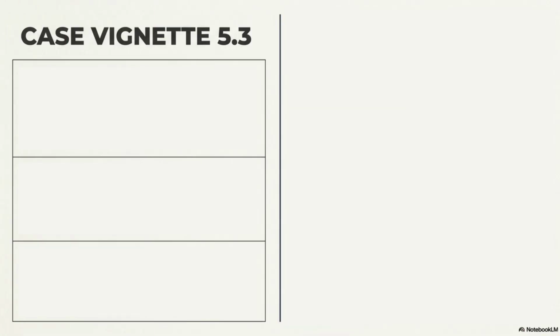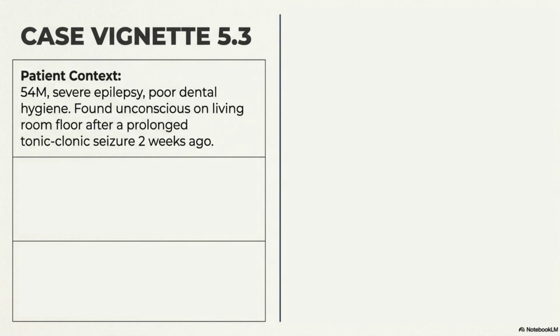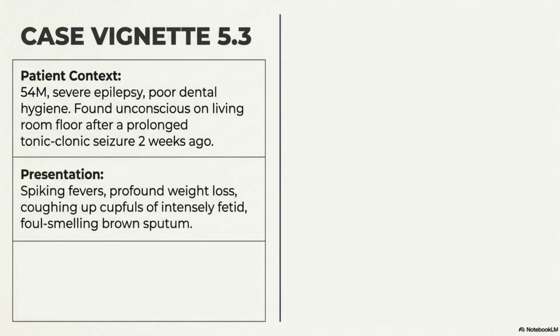We begin with case vignette 5.3. Let's look at the patient context. We have a 54-year-old male with severe epilepsy and poor dental hygiene. He was found unconscious on his living room floor after a prolonged tonic-clonic seizure 2 weeks ago. His presentation includes spiking fevers, profound weight loss, and coughing up cupfuls of intensely fetid, foul-smelling brown sputum.